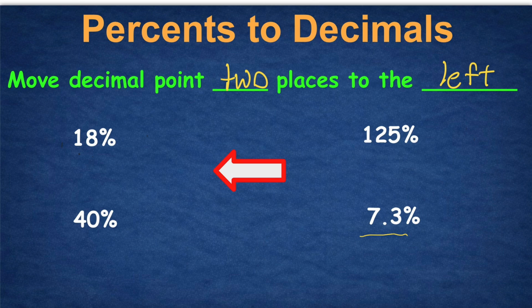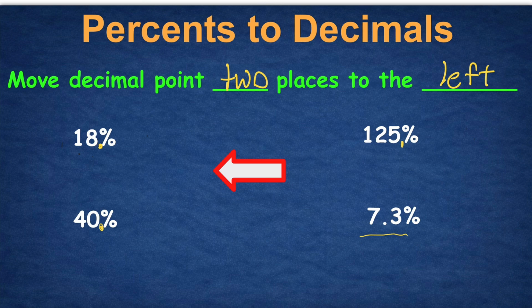So what we're going to do is bring them to life. All the decimals rest at the very end, to the very right of the number. So 18%, we're going to add our decimal. 125%, add our decimal. 40%, add our decimal. So now I have visible decimals to move.